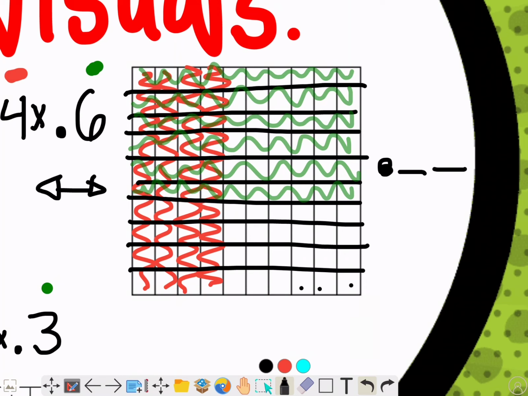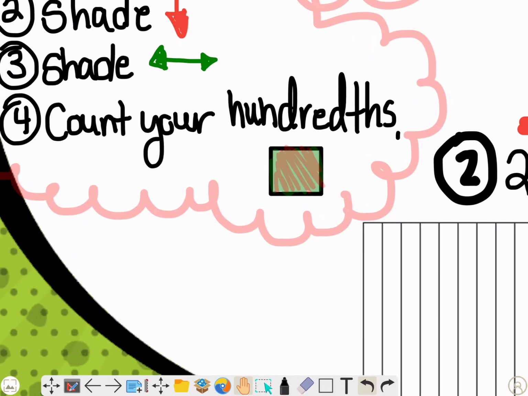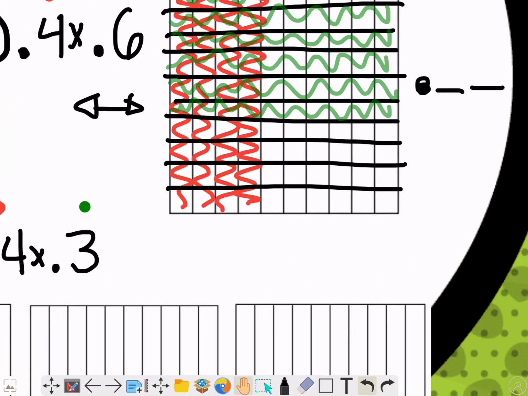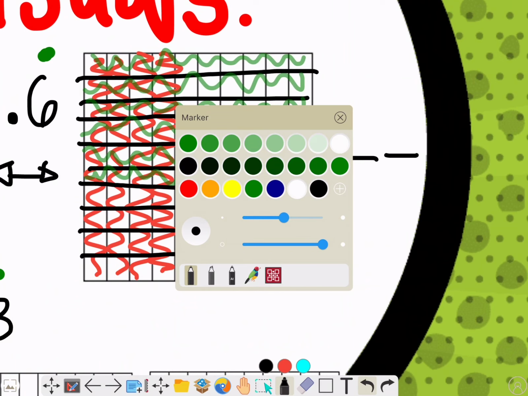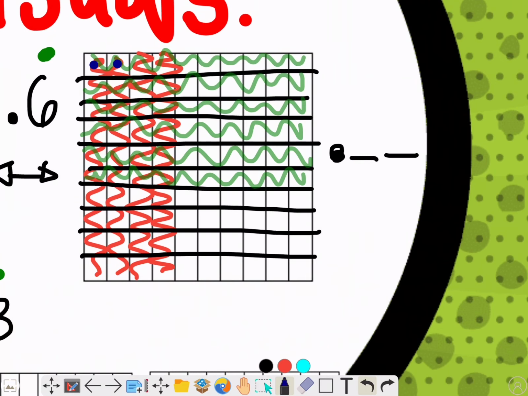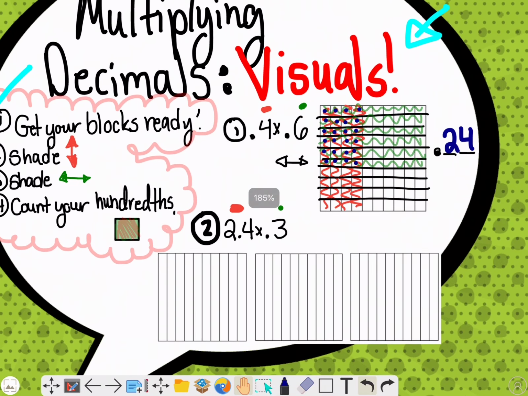I made 100 blocks if I was to count them all up. And the way to figure out what my decimal is, my last step, is to count the red and green stuff. So I'm going to go in and count. I'll make it a little bit thicker. I'll do it in blue. I have 1, 2, 3, 4, 5, 6, 7, 8, 9, 10, 11, 12, 13, 14, 15, 16, 17, 18, 19, 20, 21, 22, 23, 24. So that is 24 hundredths.